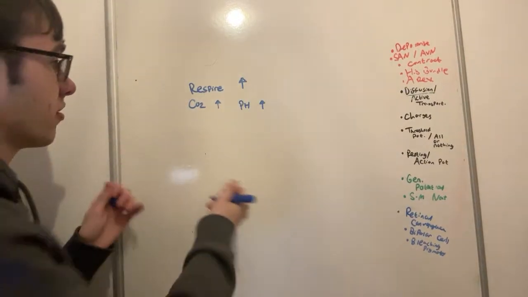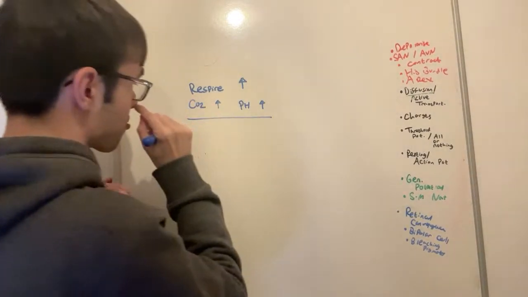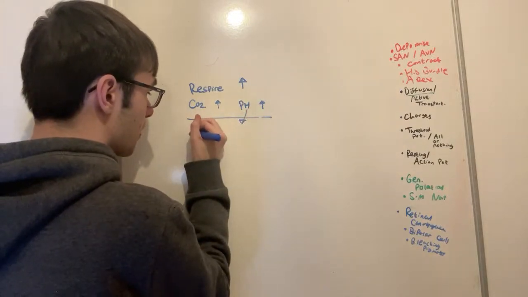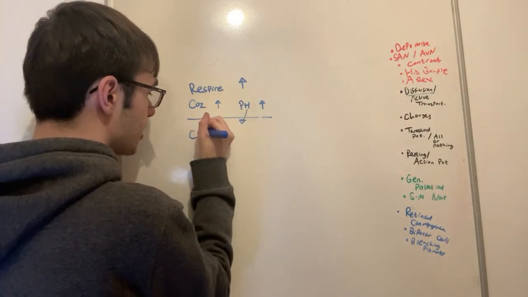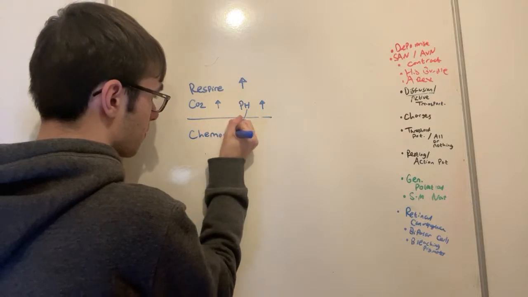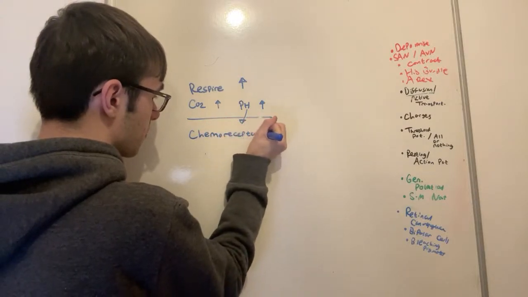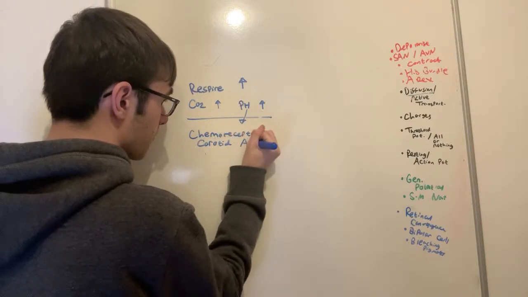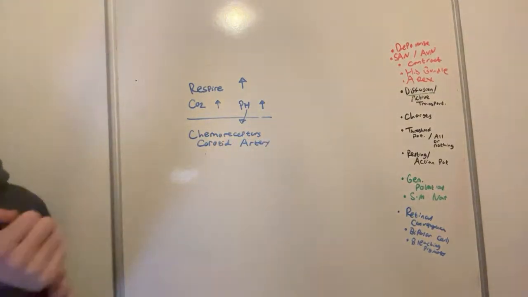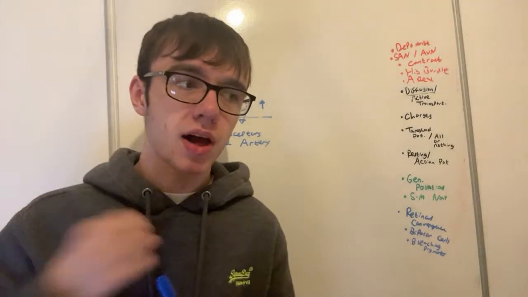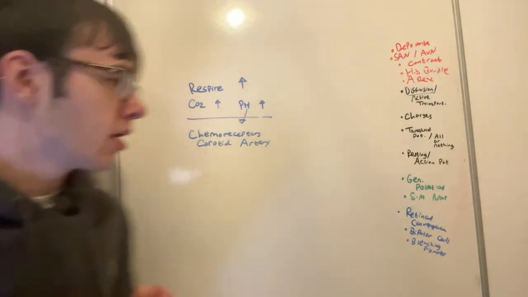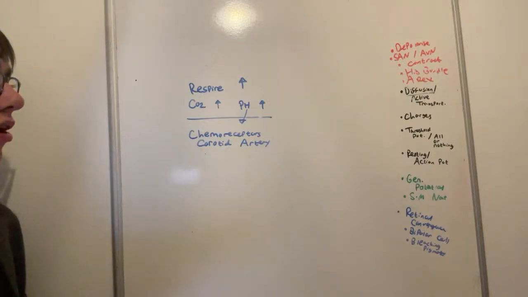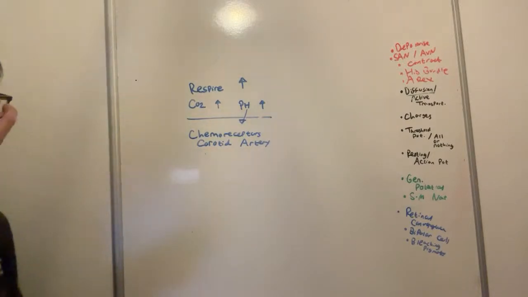Okay, we're on the page. So, context aside, this change in pH is detected by chemoreceptors in the carotid arteries, which I'm pretty sure is what connects the heart to the brain. I could be wrong. I think it's what connects it. So chemoreceptors detect this change in the carotid artery.